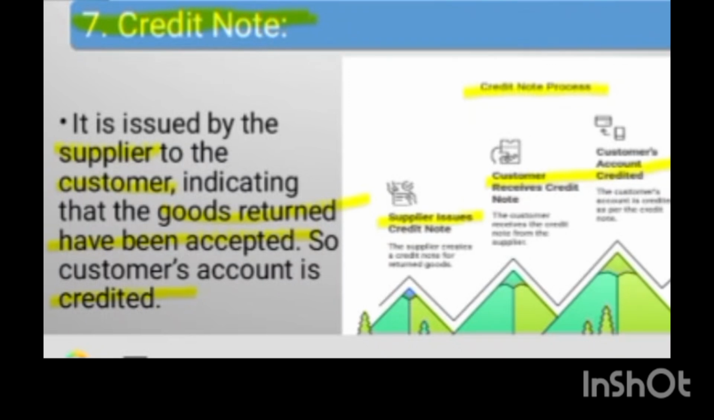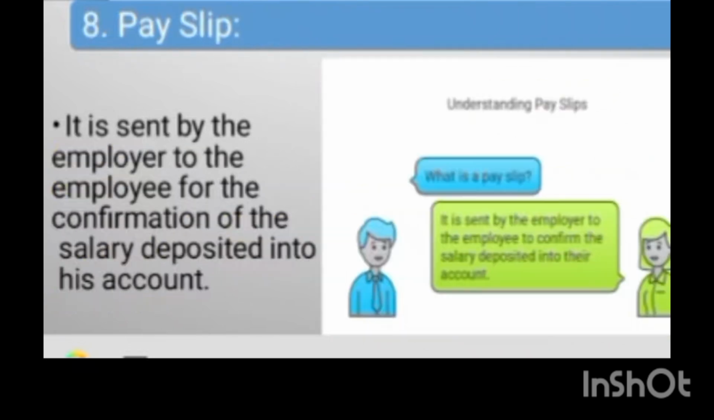So after debit note and credit note, the last important source document is the pay slip. It's very easy to understand, as the word shows. Pay means like the salary you are getting. It is sent by the employer to the employee for the confirmation of the salary deposited in his account by the end of the month, by the end of the period. It's weekly salary, weekly wages we can say, or it's monthly salary.